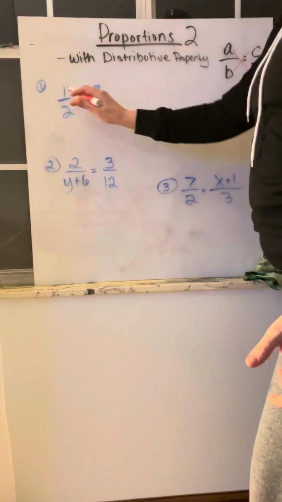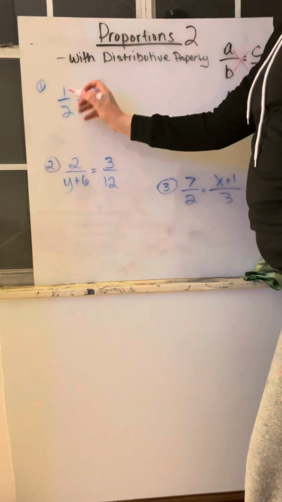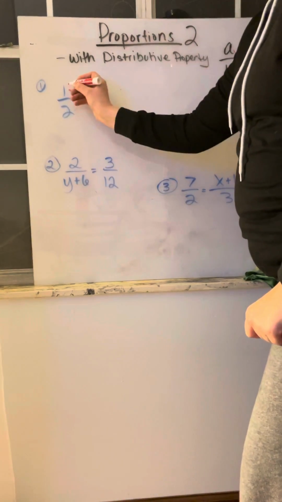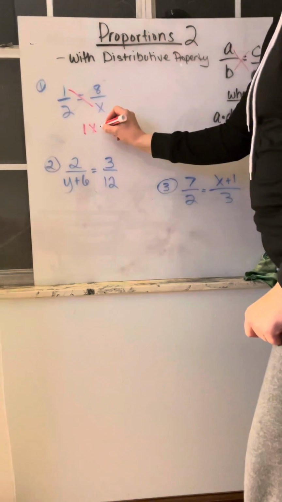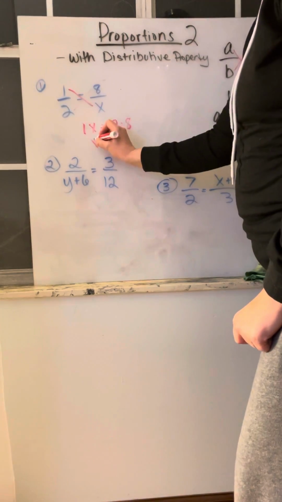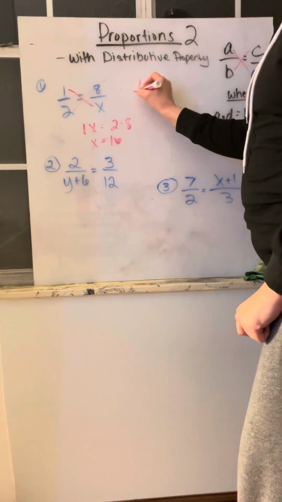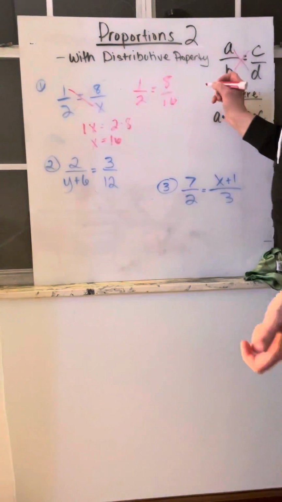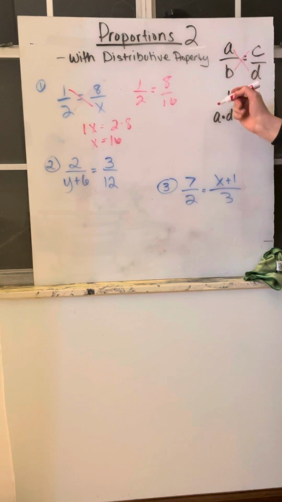So we would do, and you can start with either one, you can do 2 times 8 and then 1 times x, or vice versa, it doesn't matter. So I'll start from the top. 1 times x is just 1x. 2 times 8 is 16. So we have x equals 16. Pretty easy. And then the statement is 1/2 equals 8 over 16. These are equivalent fractions. 8 is 1/2 of 16, so it works.